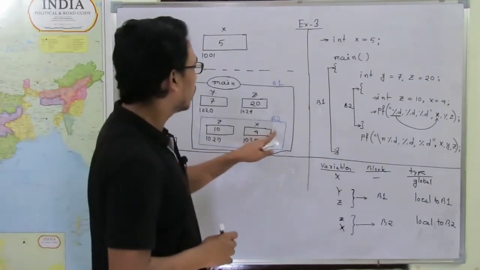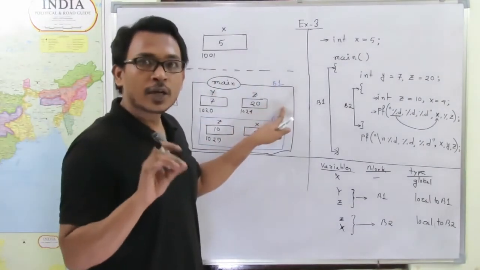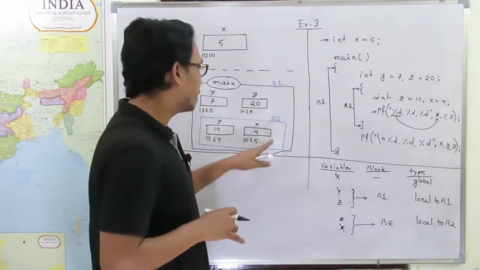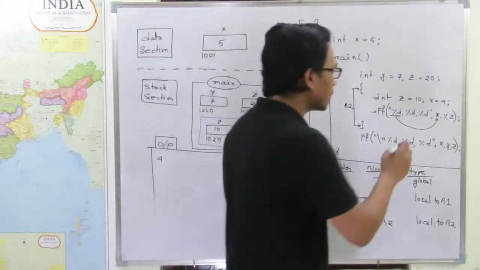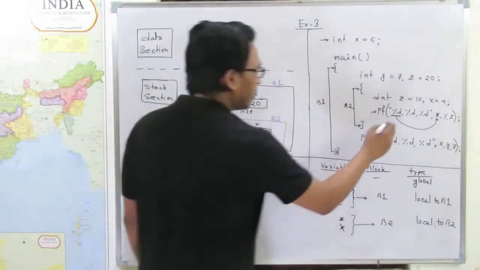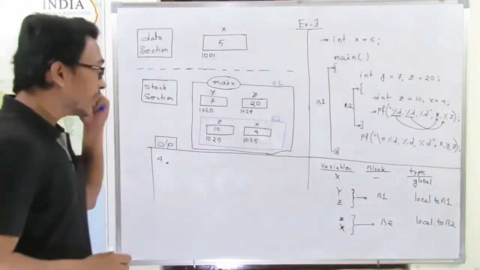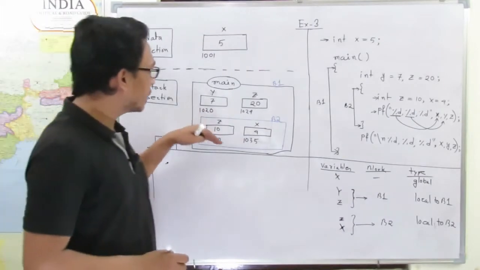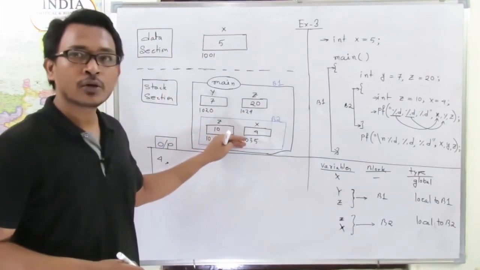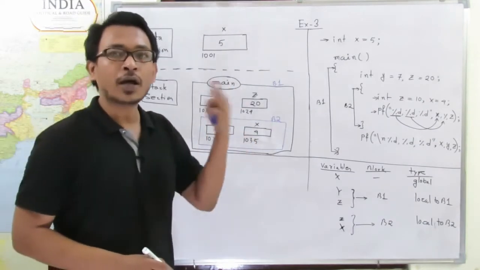It will not go for the global part or the B1 part, as the x variable is already declared inside this B2 block. Now coming to the next part, a comma is there, so it will print a comma and then %d for y. Is y already declared inside the B2 block? No, y is not declared inside the B2 block, so it will go for the B1 block. That means from the innermost block it will go to the outer block.